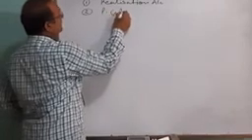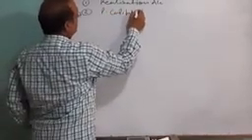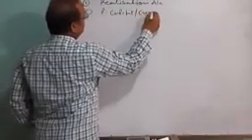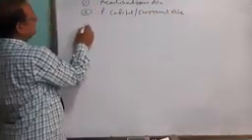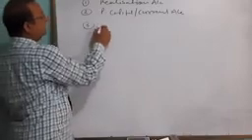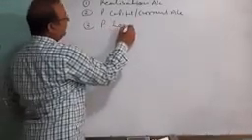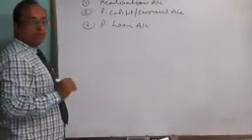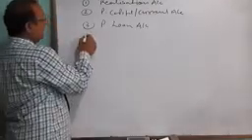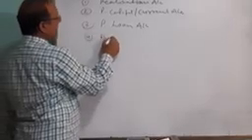partners' capital or partners' current account. Number 3, partners' loan account. If any partner's loan is given in the question, we will make it a separate account. And fourth, that is the bank account.